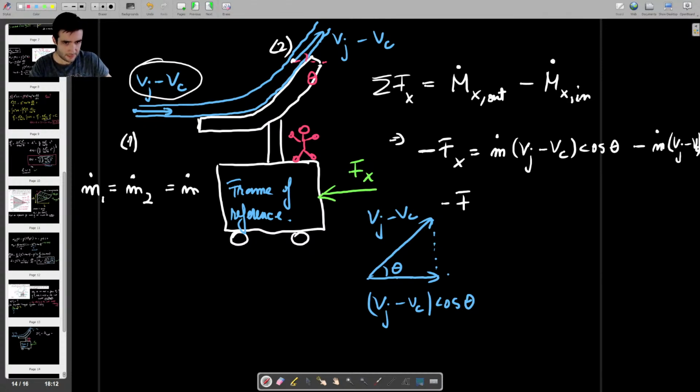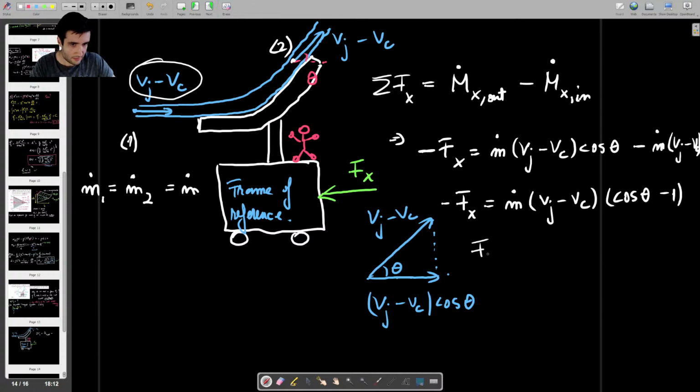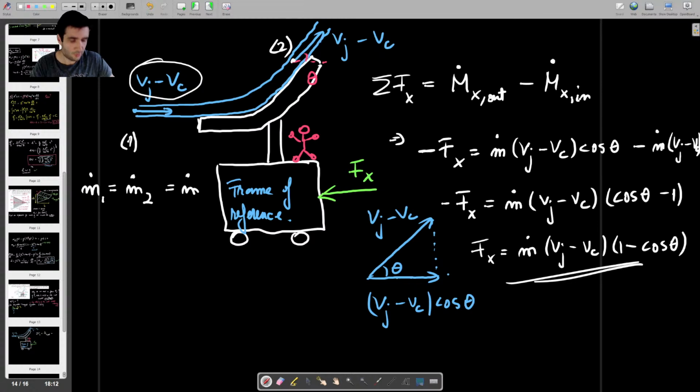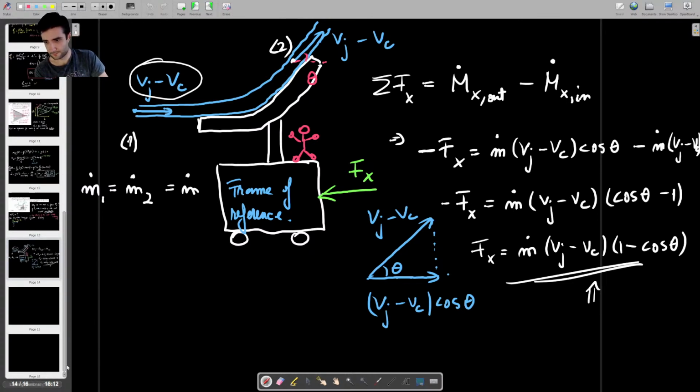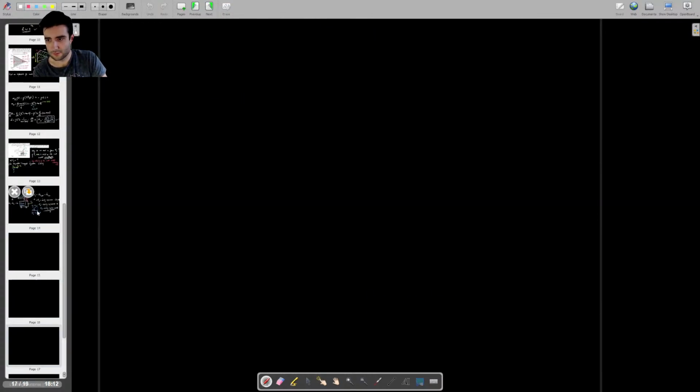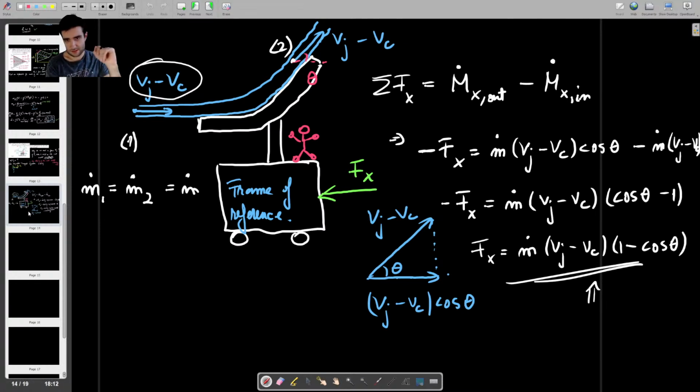So if I rearrange, I get minus Fx is equal to, and I can definitely factorize a couple of things, so my Fx is therefore m dot (Vj minus Vc) times (1 minus cos theta). So we just multiply by -1 on both sides, and then I ended up with this. Let's add a few more pages. Okay, so this should be the answer for part A.